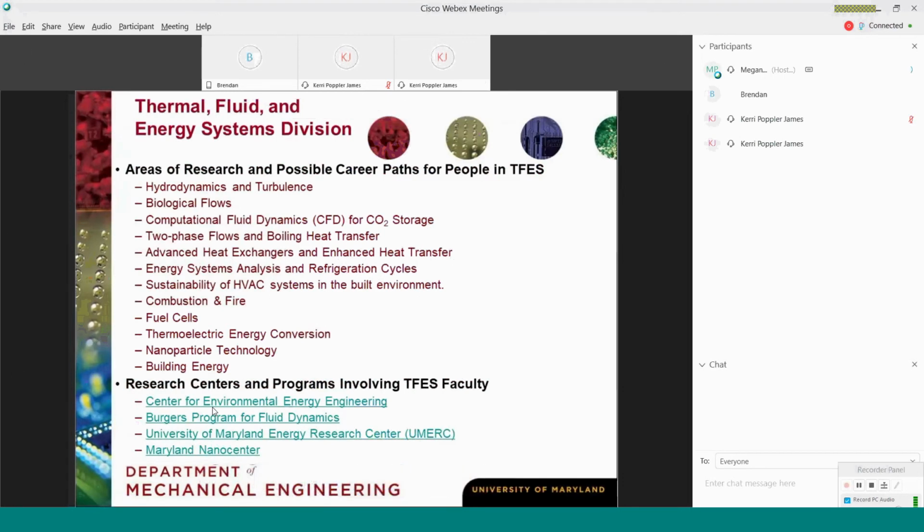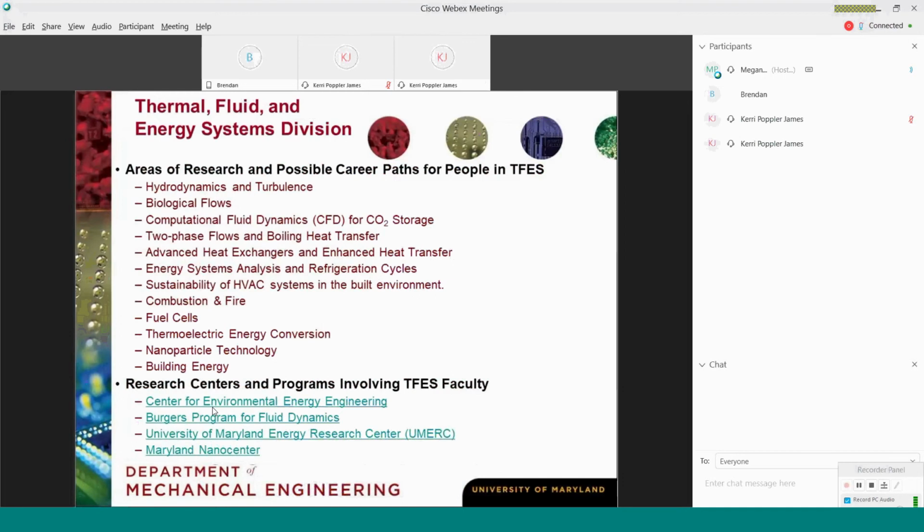So here I've listed a number of research areas that are covered by the faculty here, starting with hydrodynamics and turbulence and biological flows, mostly fluid mechanics in the top group, and then getting into the energy sciences, heat transfer, air conditioning and heating, fuel cells, etc., down below.